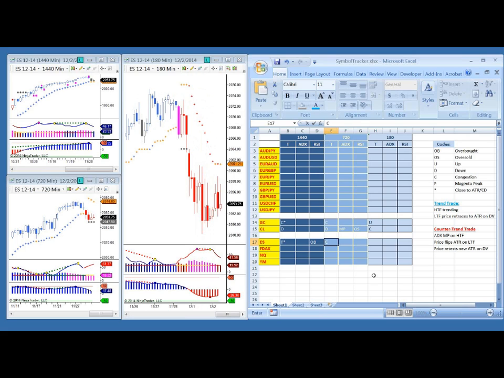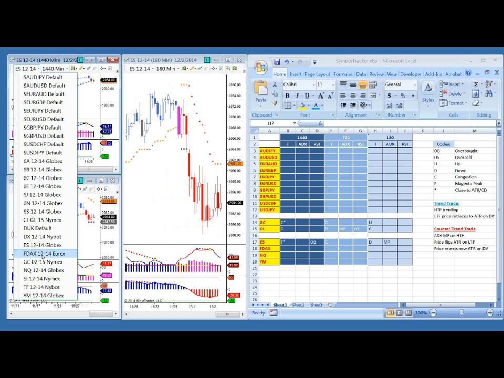What is the 180 doing? The 180 is trending down. Are we close to an ATR? No. ADX magenta peak has not fully retraced back to the ATR, so I am going to put that on here. Okay? RSI, are we oversold? No. All right, let's move to the DAX.